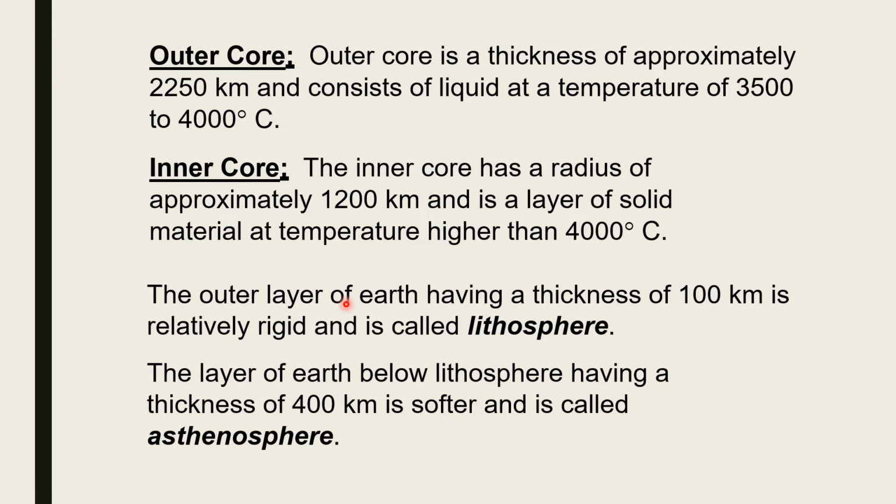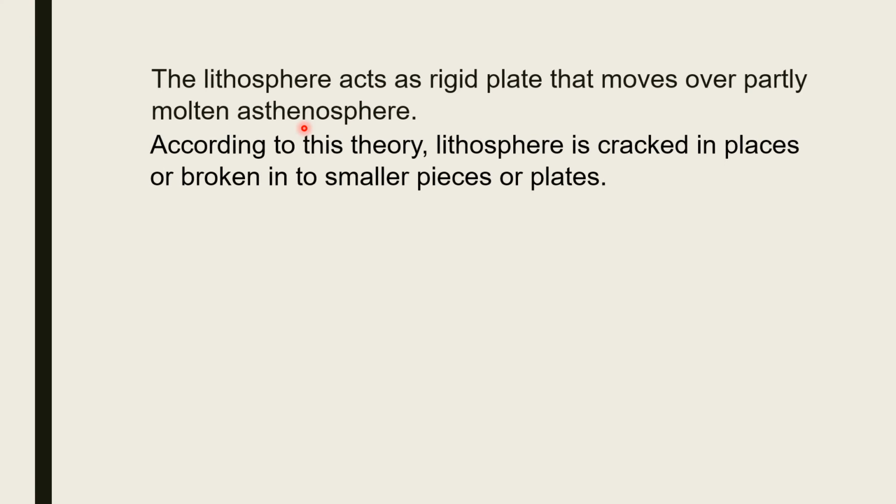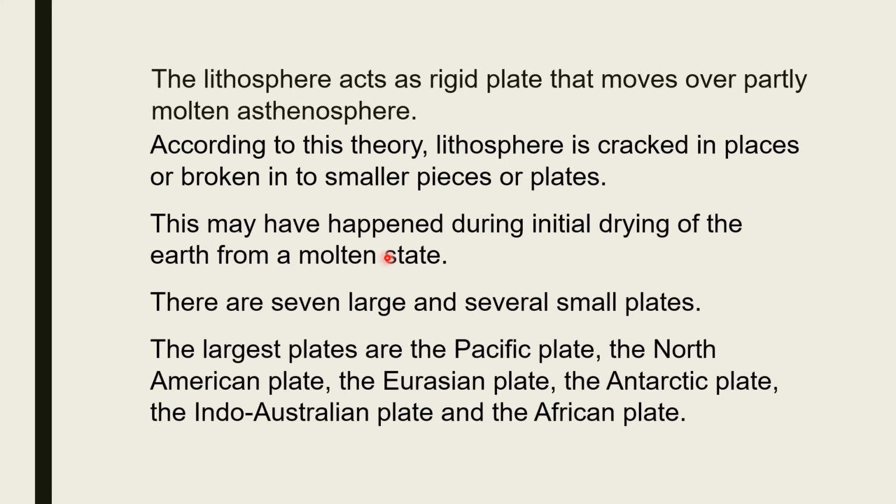The harder part moves on the molten part of the asthenosphere. The lithosphere acts as a rigid plate that moves over the partly molten asthenosphere. According to this theory, the lithosphere is cracked in places or broken into smaller pieces or plates. This may have happened during the initial drying of Earth from its molten state. There are 7 large and several small plates.